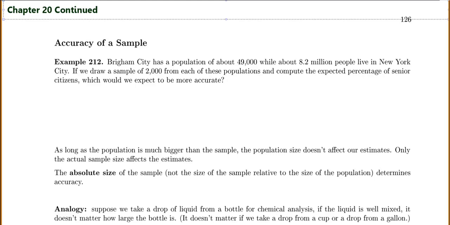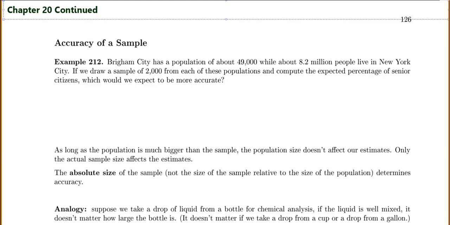This is chapter 20 continued, so we're talking once again about percentages. Remember, in our first part we figured out how to find the expected value and standard error for percentages in a sample, as well as to find the specific chance for our percentages of interest. So now we're going to talk about the accuracy of a sample.